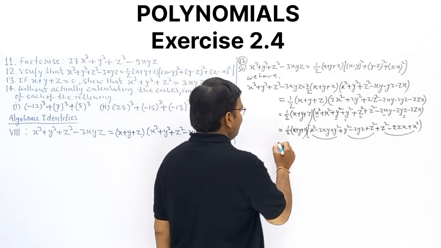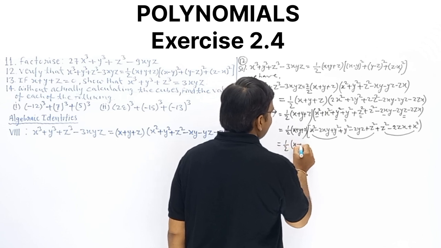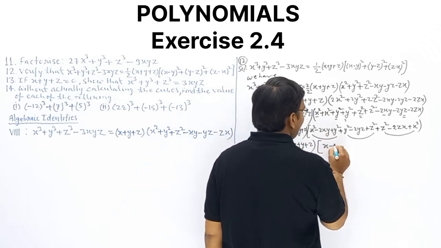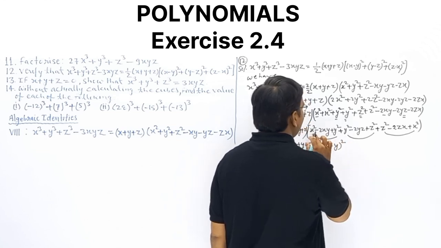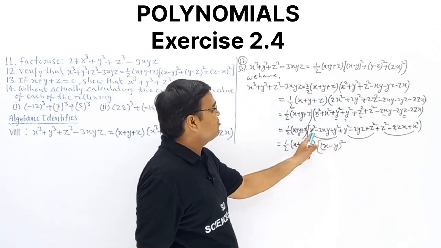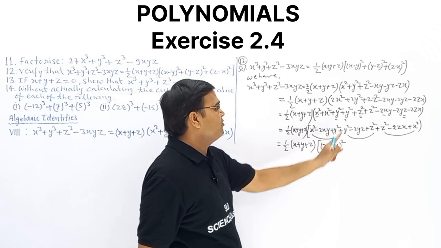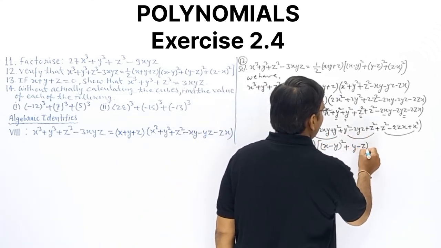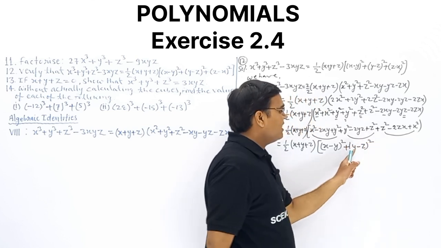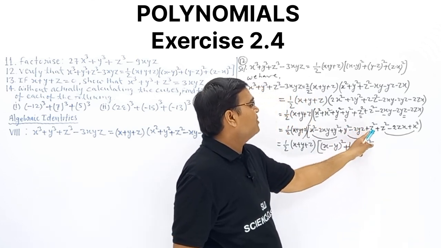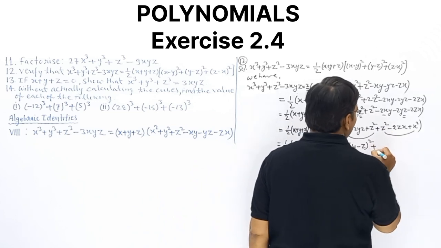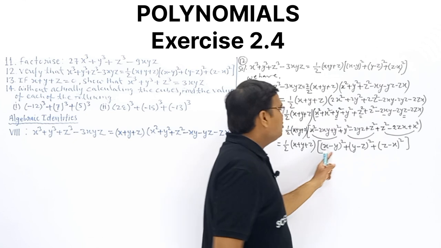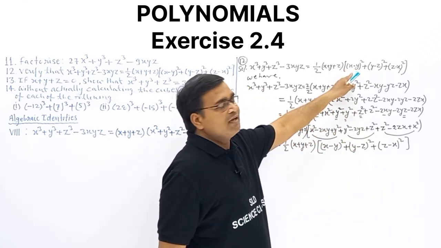Clear? So we can write 1 by 2 into (x plus y plus z) into x minus y whole square, and when we solve this, what do we get? x square minus 2xy plus y square. And this one will be y minus z whole square. When we expand, we get y square minus 2yz plus z square. And this can be written as z minus x whole square. And all these terms we have there.